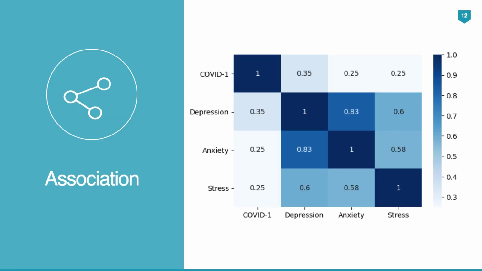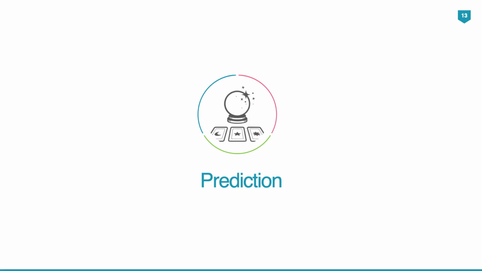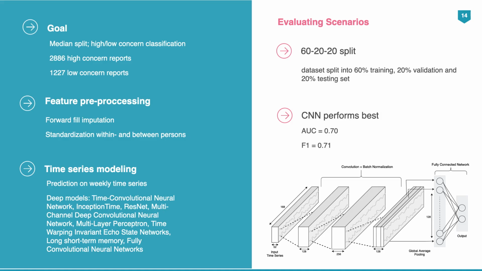When we perform correlation analysis, we find that COVID concern of students is moderately correlated with their stress, anxiety, and depression. So this begs the question, can we predict COVID concern of students through passive behavioral sensing derived from their smartphones? We experiment with different methods to find the best predictive model for COVID concern.